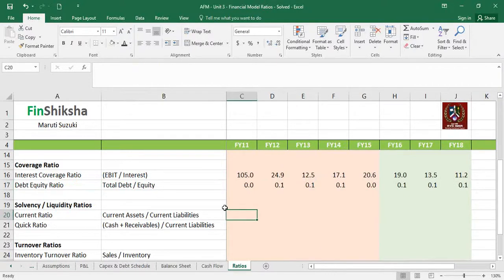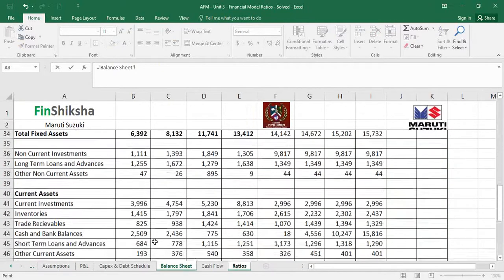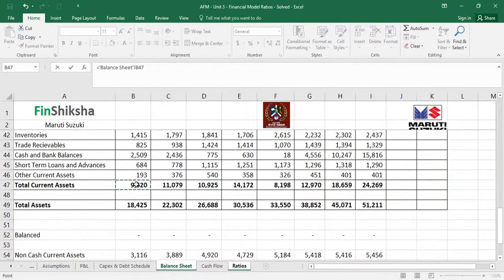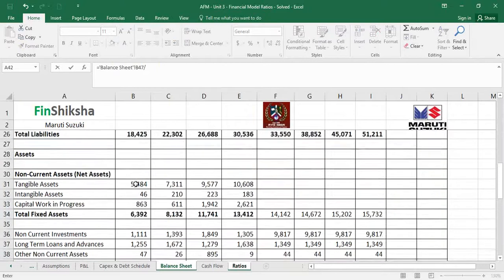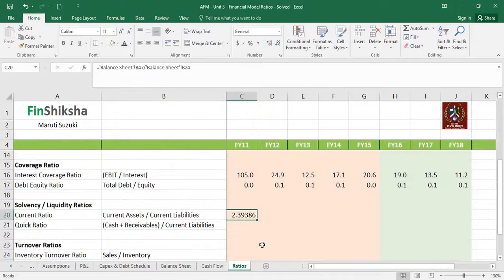Solvency or liquidity ratios tell us whether a company is able to repay the current liabilities that it has, right? Whether a company is able to quickly offload the current liabilities using its current assets. So that's a straightforward number. On the balance sheet, we go and just divide the total current assets of the company, that's here, by the current liabilities of the company, that's here. So total current assets by current liabilities, this is the number.